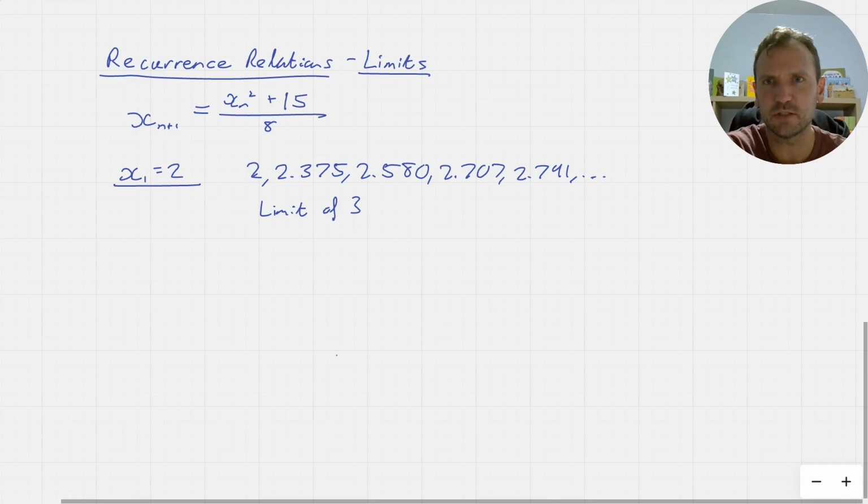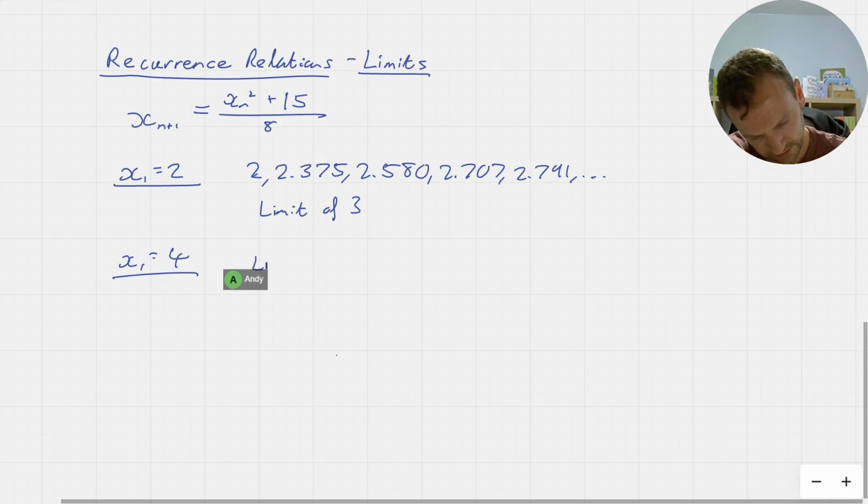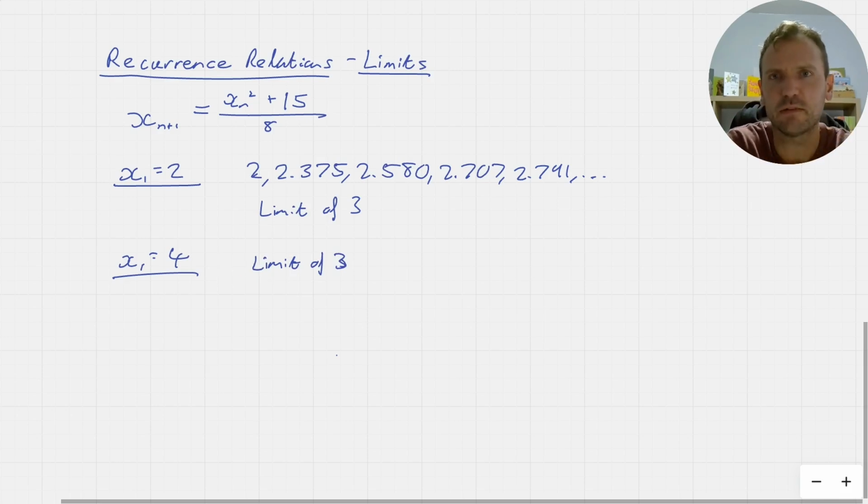Well, what happens if we use a different starting value? If you do x1 equals 4, if you can pause the video and give it a go, I'd recommend it. But if you go through, I'm not going to write down all the situations in this case. You should find again, you get a limit of 3. This time it goes down towards the limit, but once again it converges to a limit of 3. So maybe it converges to the limit of 3 wherever we start. We've started below 3. We've started above 3.